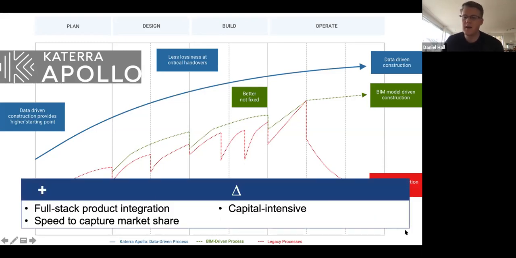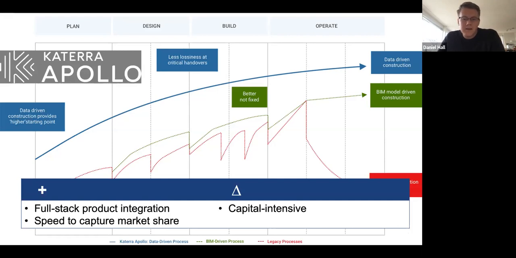I think there are some advantages to this vertical integration. In software terms, you have a full stack. So you have product integration all the way from real estate and architecture, through manufacturing and assembly on site, and even operations if you want. That full stack product integration really gives you the opportunity to innovate at the systems level, to create design to production chains. And it enables you to go very fast. So you have a much greater speed and you can capture market share. That's what Katerra is trying to do.